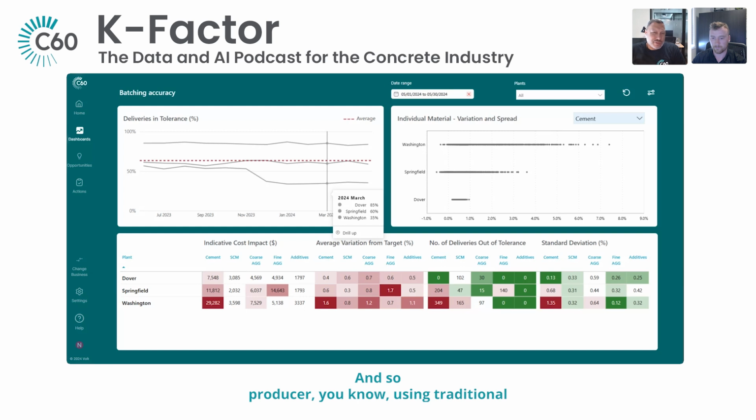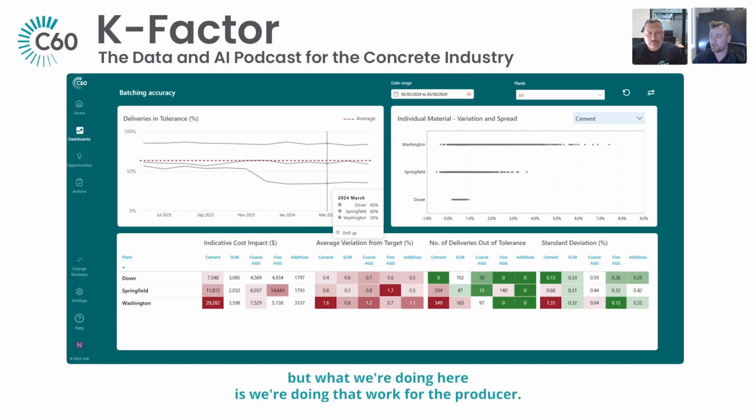And so, producer, using traditional reporting, why is this difficult, or why is C60 helpful in a situation like this? Yeah. Batch accuracy reports traditionally only show you a per delivery basis. So you can only see one ticket at a time, or you're exporting multiple tickets into one Excel sheet and trying to analyze the data to figure out the overall performance of the plant. So it does take a little bit of extra time to actually get that information.